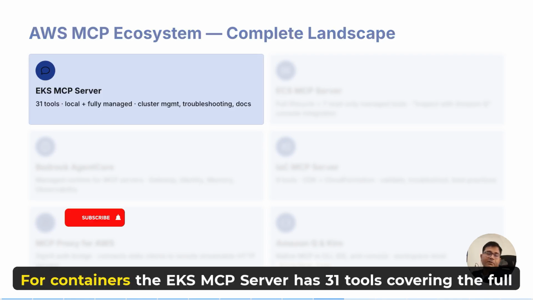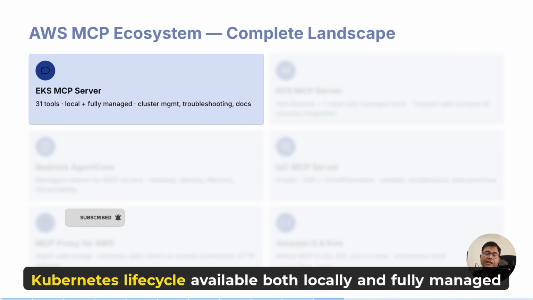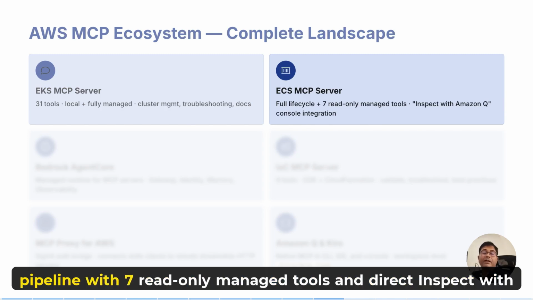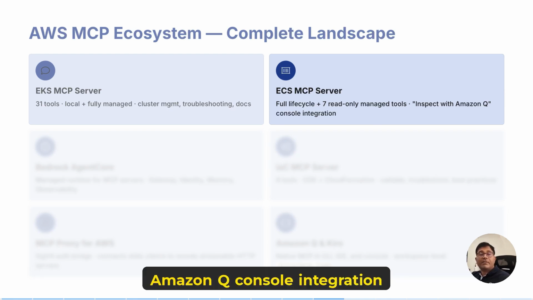For containers, the EKS MCP server has 31 tools covering the full Kubernetes lifecycle, available both locally and fully managed. The ECS MCP server handles the complete code to production pipeline with 7 read-only managed tools and direct inspect with Amazon Q console integration.